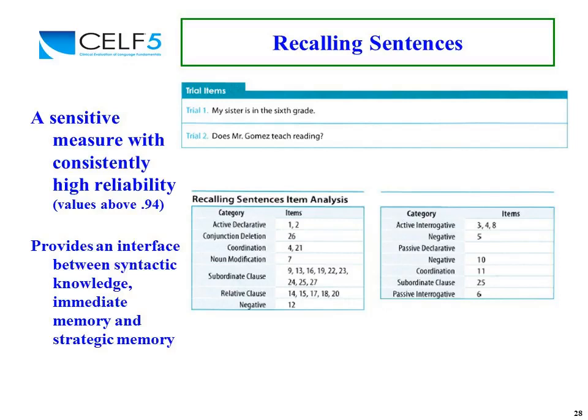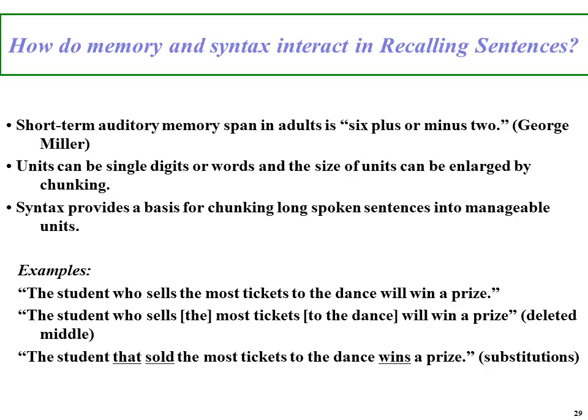Strategic memory relates to, does the student chunk? Can the student chunk a sentence into phrases and clauses? So here is my next arrow, and there we are. We know that short-term auditory memory span in adults is 6 plus or minus 2. We know that the units can be single digits or words, or they can be built out as larger units by chunking. You wouldn't ever remember a phone number, not even your own, if you didn't chunk, and that's strategic memory.